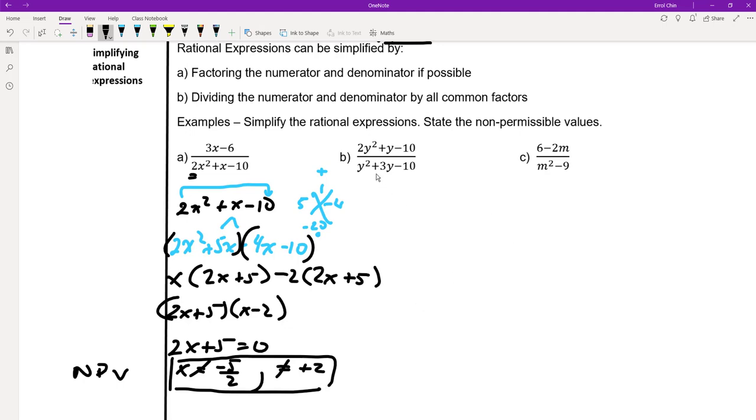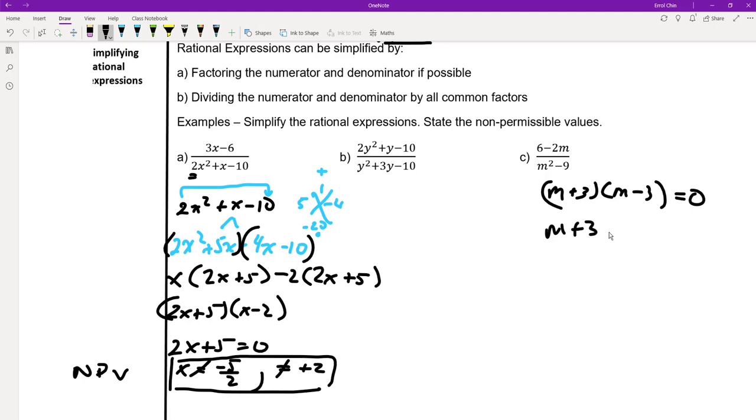I'm going to skip the second one, because all you're going to have to do is remember how to factor that and set it equal to 0. So to save time, I'm just going to factor the last one, m squared minus 9. That's just the difference of squares. That's m plus 3, m minus 3. And what I'm going to do is I'm going to set each factor equal to 0.